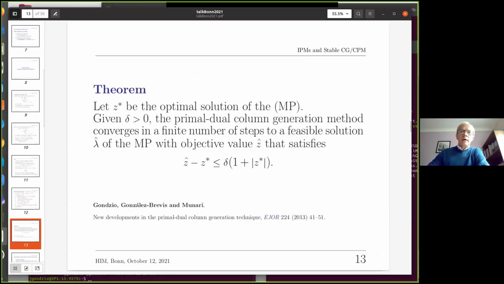Such algorithm can be demonstrated to converge. However, it's very difficult to get any kind of complexity result for it. So it's just a convergence in a finite number of steps to a feasible solution, lambda, which is only delta, relatively only delta far away from the optimality. This has been addressed in the paper in Enjoy.